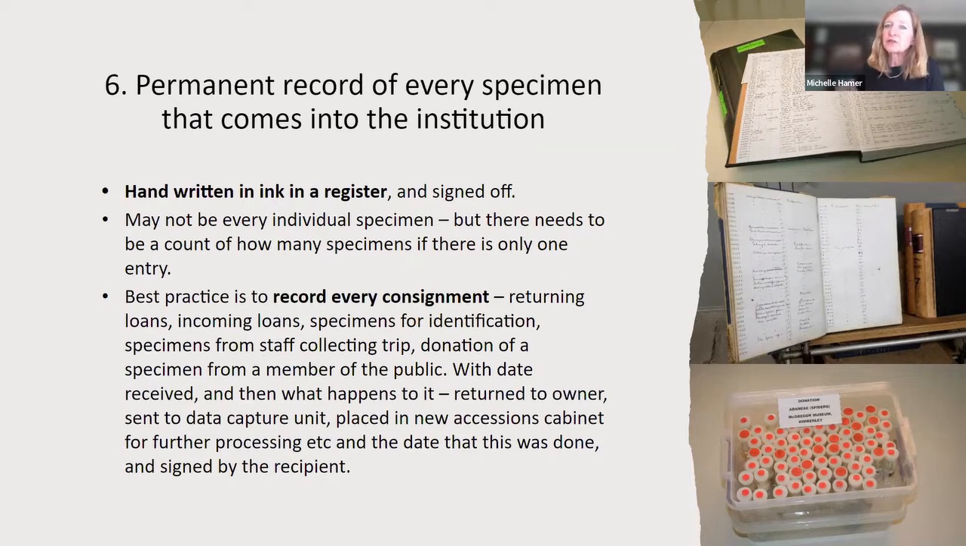And the date that it's received, and then also what happens to it. So if it was just coming in for an identification and it went back to its owner, when it goes back, it's recorded and signed off. If it's sent to a data capture unit to be put into the database, then that's written down. So you record everything that happens to these, everything that comes in, and it's signed off. Otherwise, it becomes chaotic.